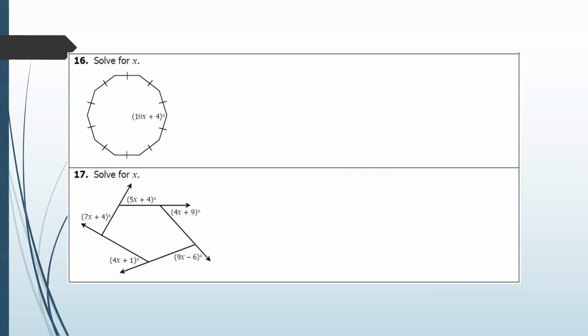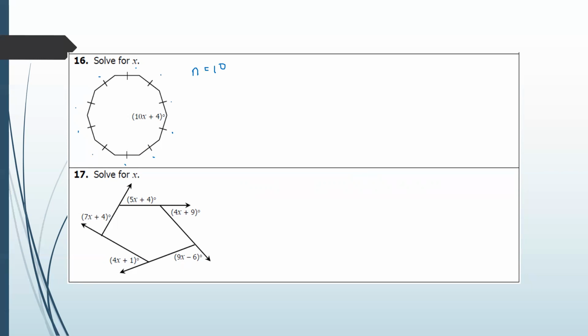All right, looking at number 16, let's solve for x. Well, first we have to figure out how many sides this thing has. You can just count them. 1, 2, 3, 4, 5, 6, 7, 8, 9, 10. N equals 10. They're all the same sized sides, which means they have all the same sized angles. So this is a regular decagon, which means all of the angles are going to be 10x plus 4.